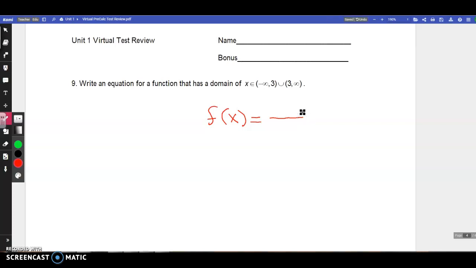Now, how can I make it so that when I plug in 3, I get undefined? Well, there's a couple ways, but probably the easiest way is just to do x minus 3 on the bottom. Because that way when I plug in 3, I get 3 minus 3 is 0, and so this is undefined. And then the top doesn't really matter, because if I get 0 on the bottom, my function's always going to be undefined. So I'll just put like the number 1, or the number 2, or the number 7, or whatever. So this would be an example. There's an infinite number of answers here, but the key is when you plug in 3, you need to get undefined. You need to get 0 on the bottom.